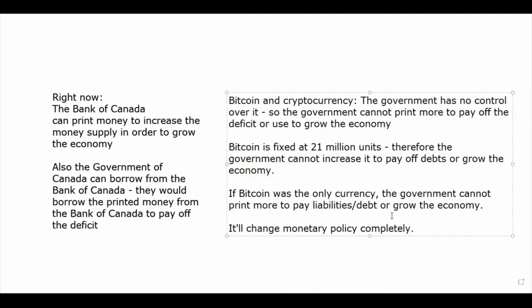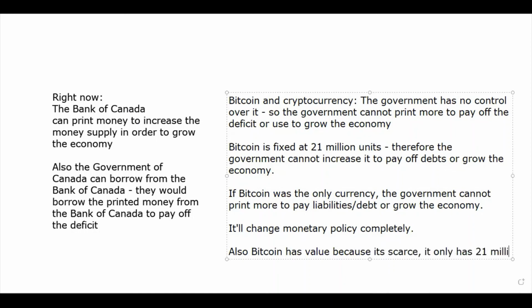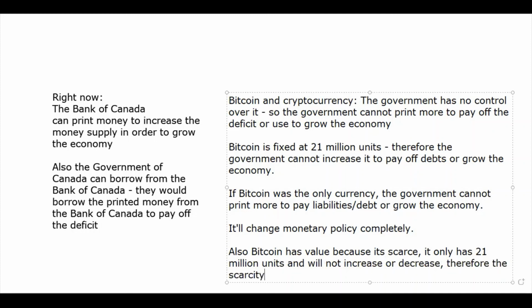Yeah, and then also Bitcoin has value because it's scarce. It only has 21 million units, and that will not increase or decrease. Therefore, the scarcity, limited supply and rareness is what gives it value.